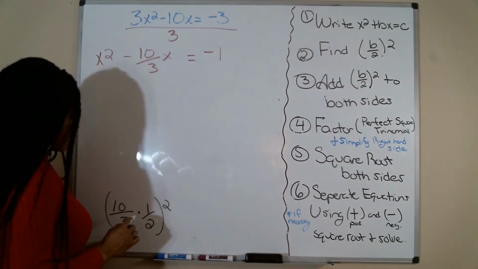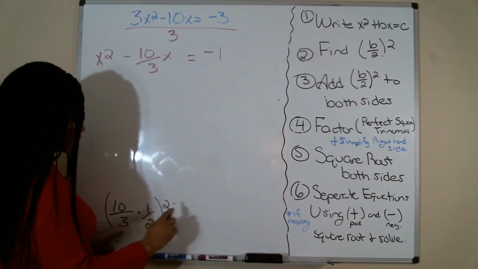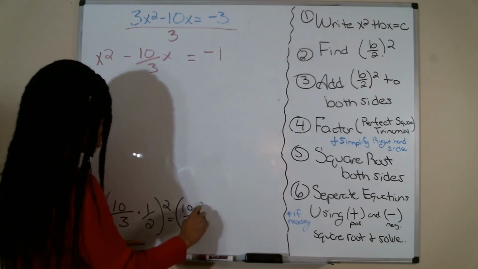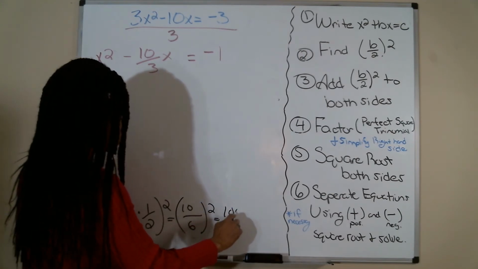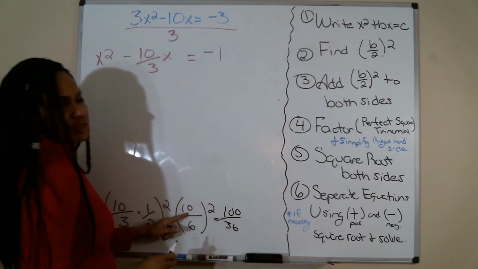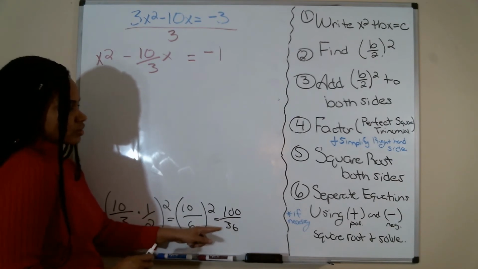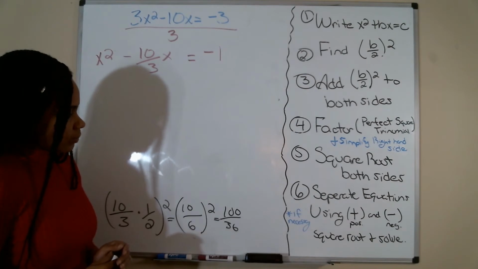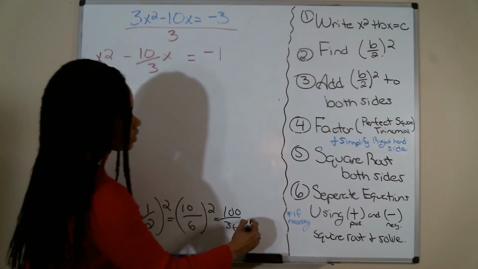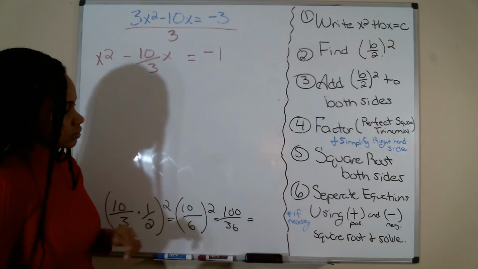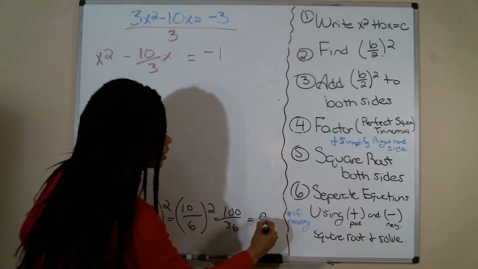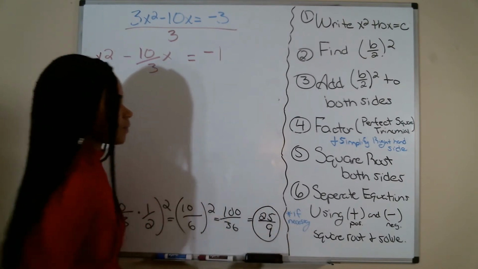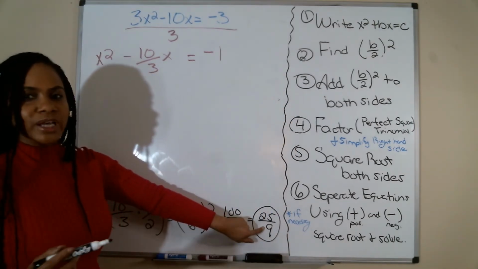So multiplying fractions, multiply straight across. 10 times 1 is 10, 3 times 2 is 6. I still have to square it. That leaves me with 100 over 36. 10 squared is 100, 6 squared is 36. Now I always look to see if you can reduce. I can reduce this. Both of these numbers are divisible by 4. So 100 divided by 4 is 25. 36 divided by 4 is 9. So this is my b over 2 squared. I was able to reduce it.